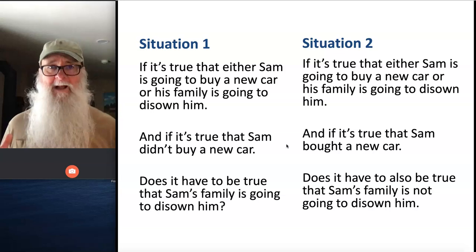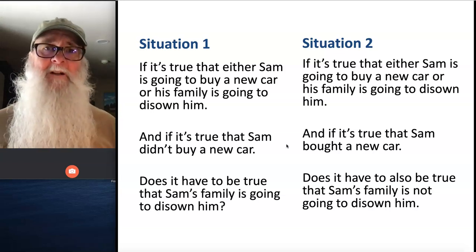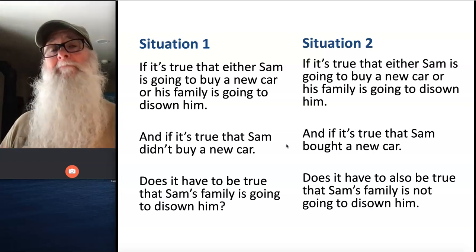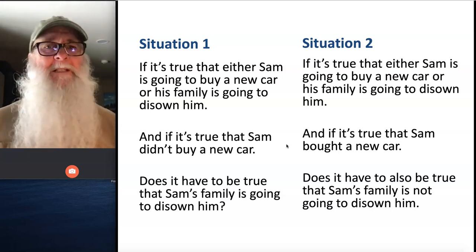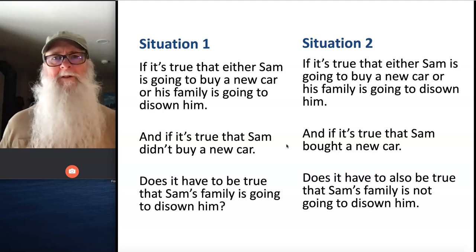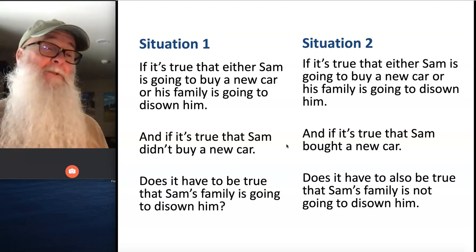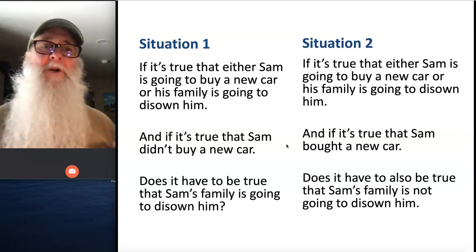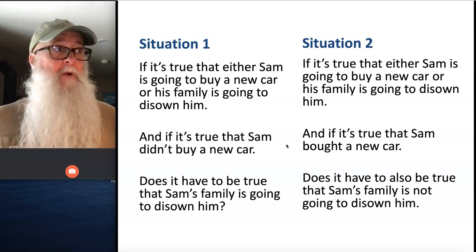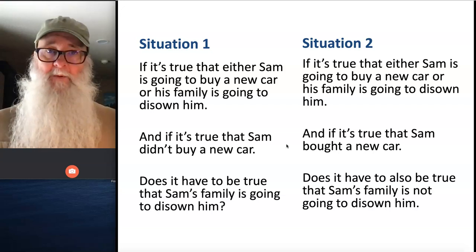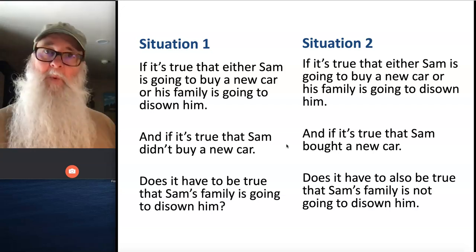Okay, so we recognize we've got these two situations. They share a feature in common. That is, in both situations, either Sam is going to buy a new car or his family is going to disown him. In situation number one, he fails to buy that new car, though. And in situation number two, he does buy the new car. So knowing these truths, can we determine in these situations what Sam's family status is going to be? Are they going to disown him or not?